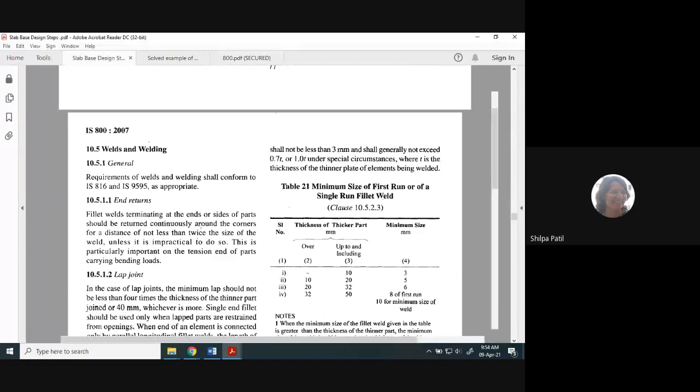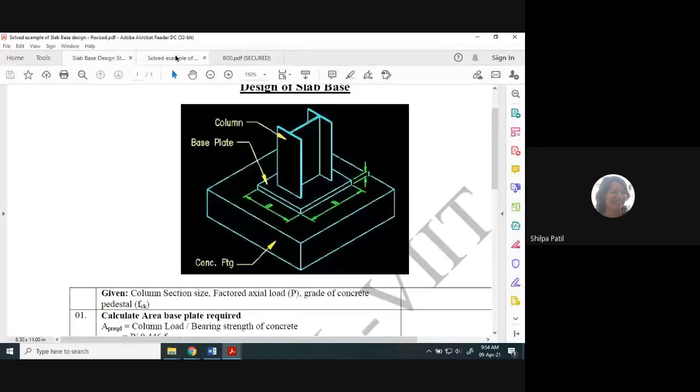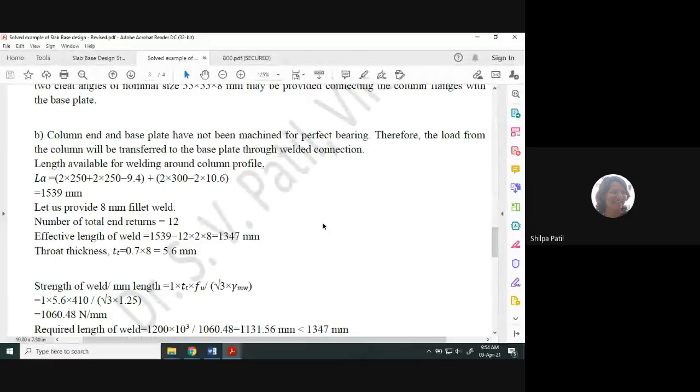Okay, now when I want to find out the strength of the weld, I have to consider the effective length of weld. So I need to subtract this end return from the total length of the weld. Total length we have calculated here by considering the dimension of the column, or perimeter of the column. So from that, I will subtract now these end returns. Just now we calculated that there are total 12 corners.